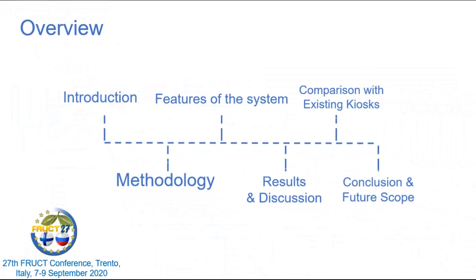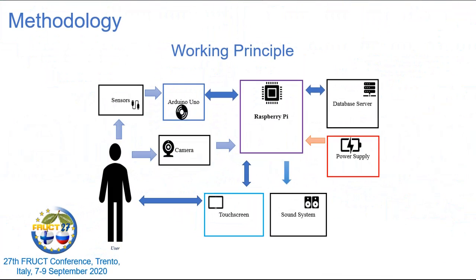Now let's take a look at the working principle of the system. In this diagram, we can see how the whole system is carried out in such a user-interactive method. The Raspberry Pi works as the main processor of the system. The Raspberry Pi is connected to the touchscreen display, which the user uses to see the data as well as programs of the system and can provide different data input to the system.